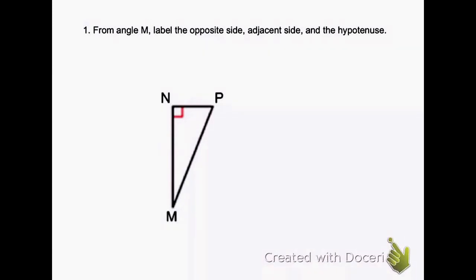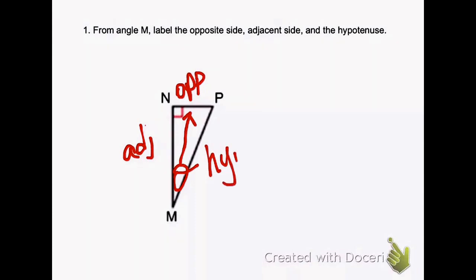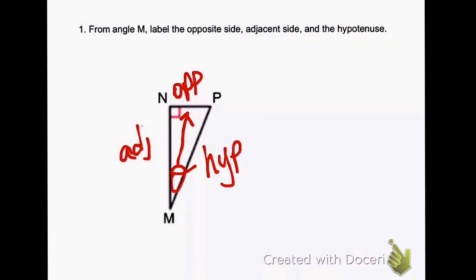So question 1, from angle M, label the opposite side, adjacent side, and hypotenuse. So the first thing you need to do is put theta at angle M. The opposite side is across. It helps if you draw the arrows. That would be your opposite side, NP. The adjacent side is the side beside it, so that would be side MN. And the hypotenuse is always the longest side, so that would be side MP.